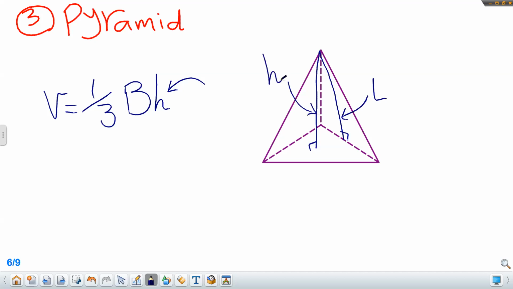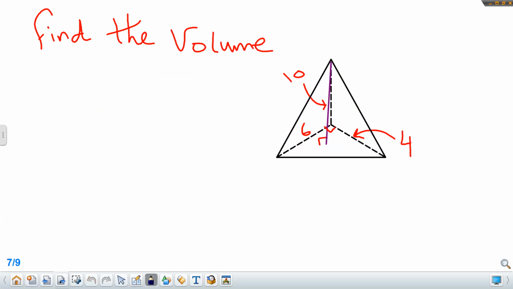Okay, for example, find the volume of the following. Okay, here you need to find base area and height.